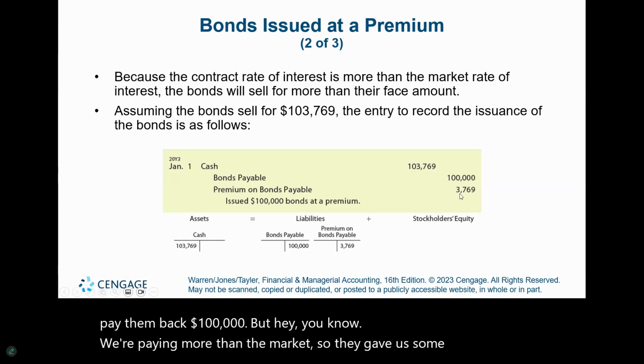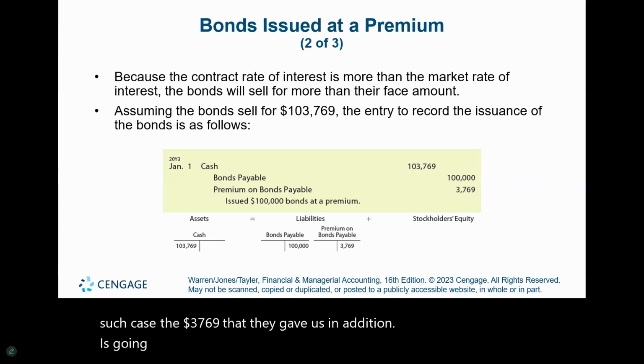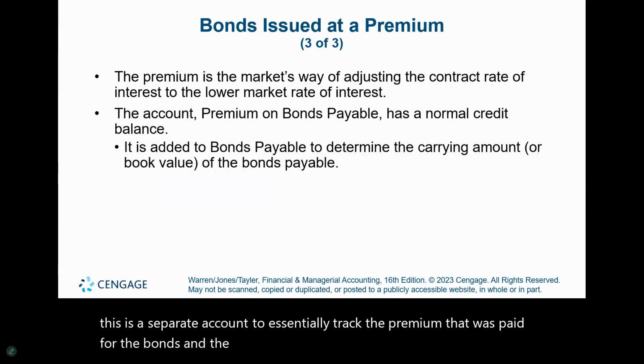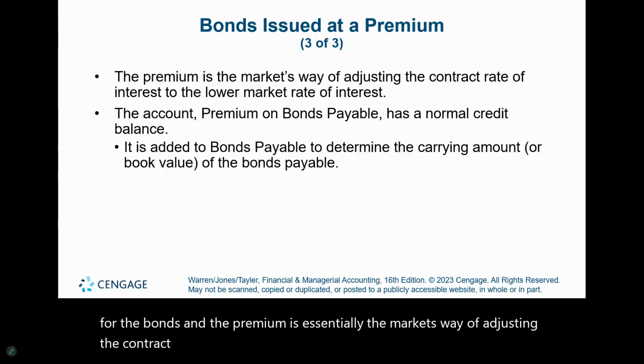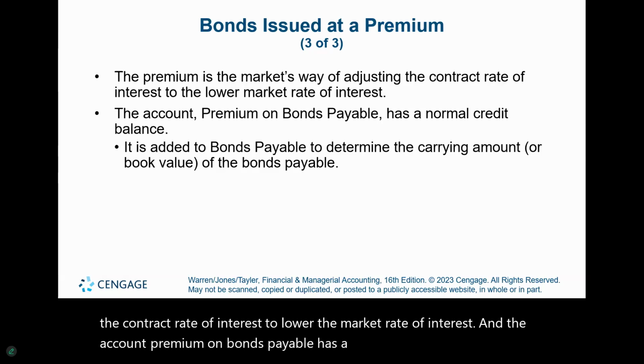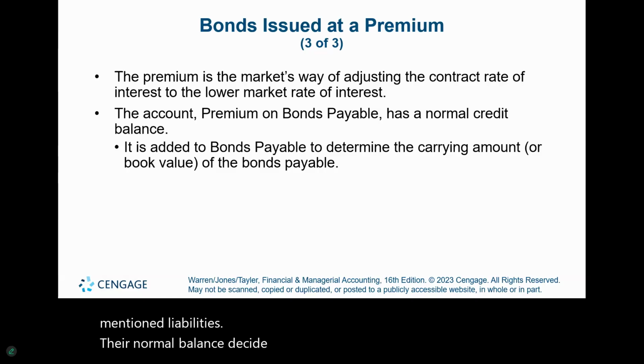So in such case, the $3,769 that they gave us in addition is going to be recorded in the premium on bonds payable account. And this is a separate account to essentially track the premium that was paid for the bonds. And the premium is essentially the market's way of adjusting the contract rate of interest to the market rate of interest. And the account premium on bonds payable has a normal credit balance. As mentioned, liabilities, their normal balance, the side on which an increase is shown, is a credit.